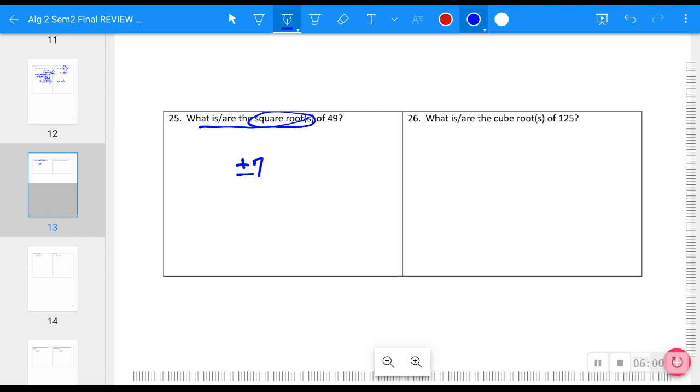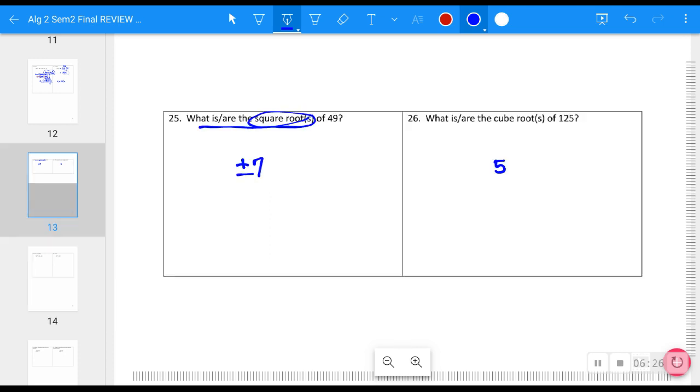The cube root of 125: what number would you multiply by itself like this so that you would get 125? That's really what's being asked here. And I think that number is 5. Now, if you think carefully, negative 5 times negative 5 times negative 5 actually doesn't work. So 5 is the only answer.